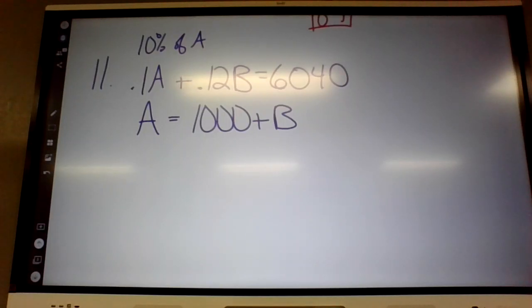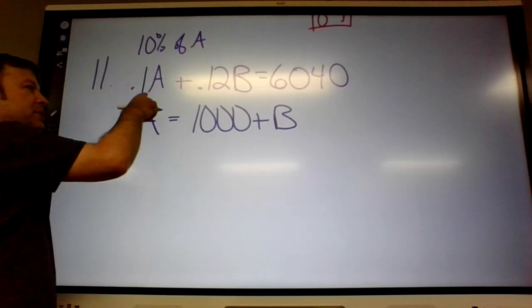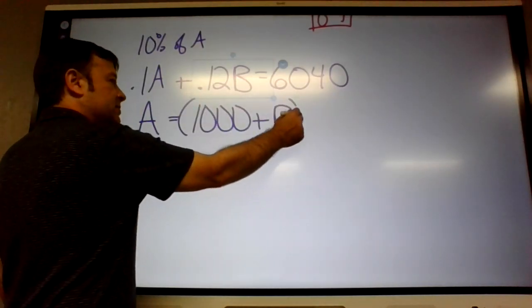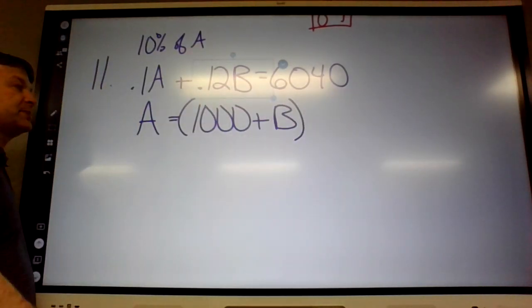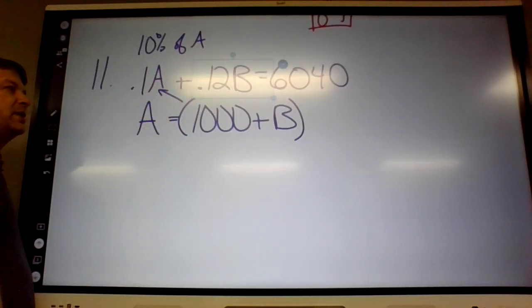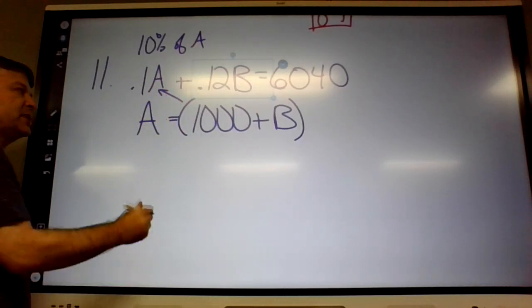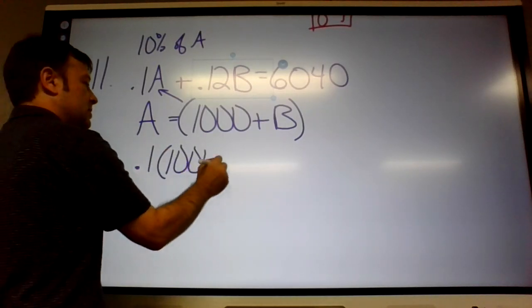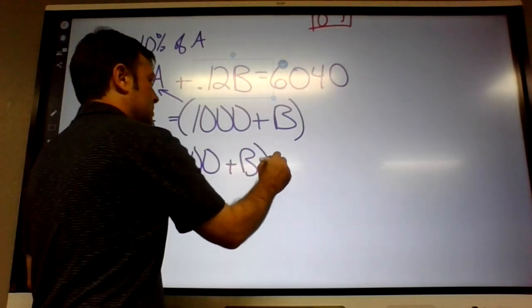So we can use substitution. You could, if you wanted to, get rid of the decimals. You could multiply the top line by 100. But I think I'm just going to substitute. So this is going to go right there for A, because A equals that. So that line becomes 0.1.